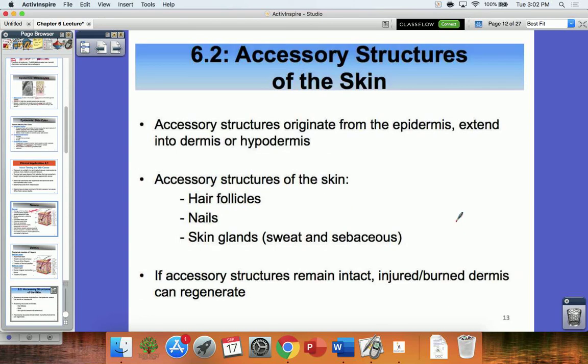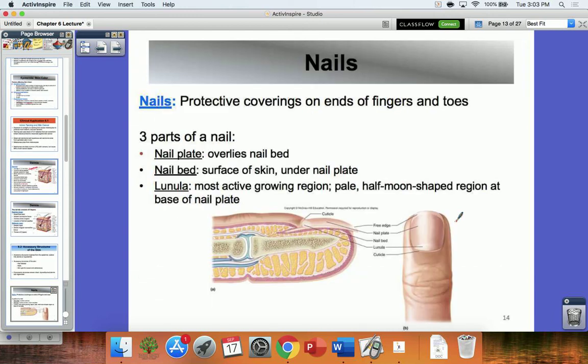So we're going to talk for a few slides about accessory structures of the skin, and that's going to include the hair follicles, the nails, the glands, and they're all made from epithelial cells. Okay, so the very first one are our nails. A nail, again, is part of the integumentary system because it's made of epithelial cells. We have a couple structures of a nail that we'll talk about. We have our nail plate, which is just this top part. This is the part that we kind of paint when we want to.